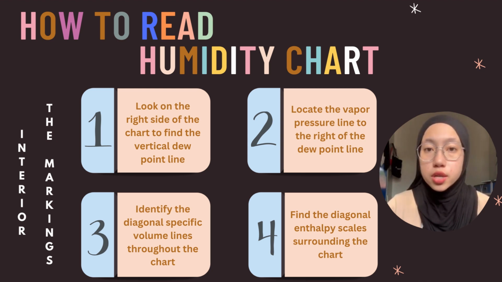Okay, last but not least, find the diagonal enthalpy scale surrounding the chart. Around the extreme of the chart and just outside of the saturation curve, look at the diagonal scale, which represents enthalpy in BTU per pound of dry air. Use a ruler to extend these measurements into the chart.